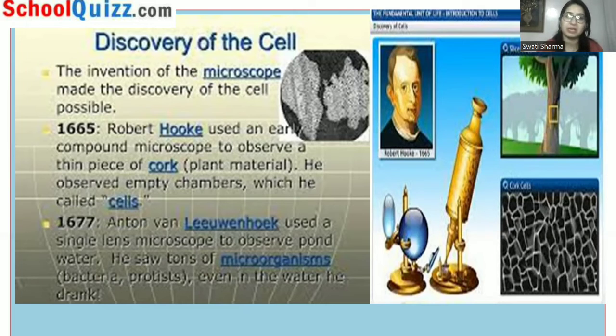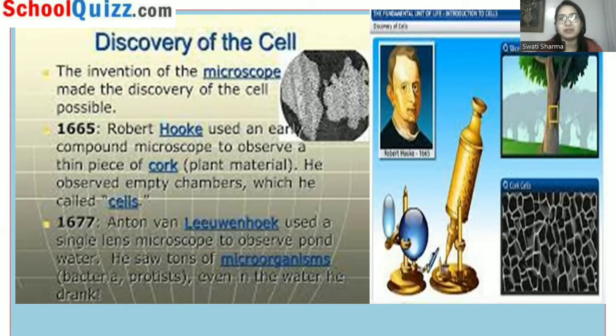And in the year 1677, Anton van Leeuwenhoek used a single lens microscope to observe pond water. We know that various species are found in water, and in the previous chapter I also told you that water can be a source of diseases, because a variety of microorganisms are found in water. He saw tons of microorganisms like bacteria and protista, even in the water he drank.